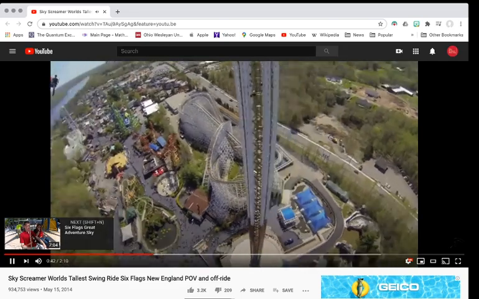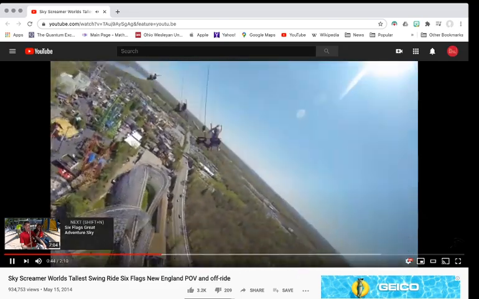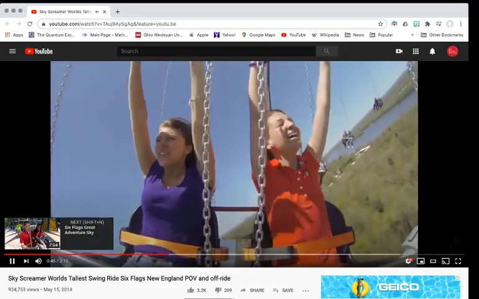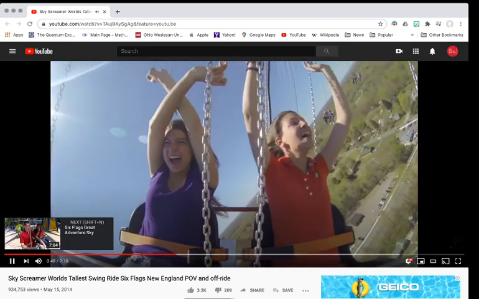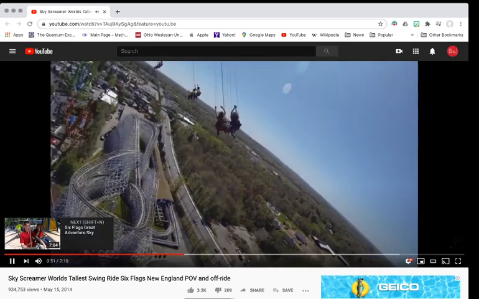Yeah, this gives me vertigo as I watch it. I'm scared of heights, so I wouldn't do this. There you go, I just told you I wouldn't do it. But some people think this is fun.